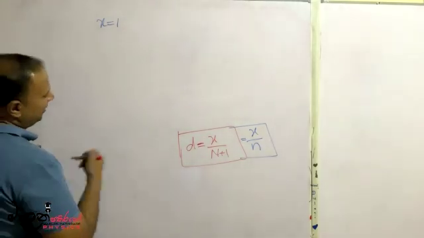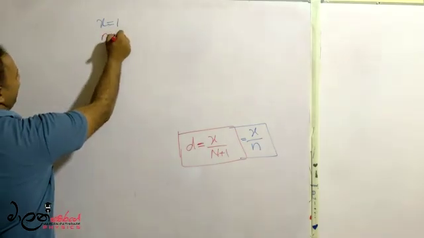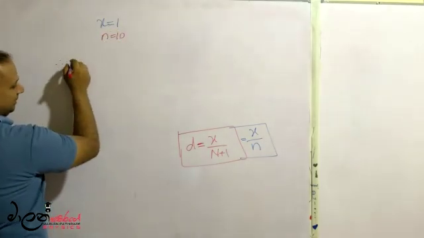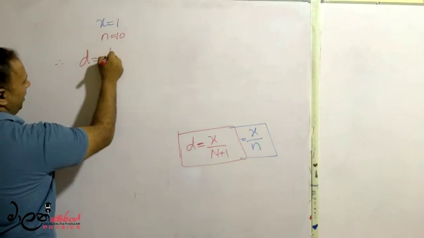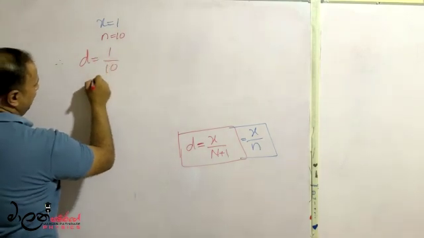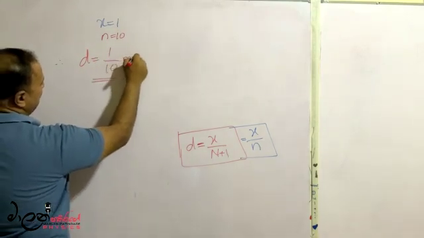X is equal to 1. N is equal to 10. And what is that? D is equal to 1 over 10, 1 over 10 millimeters.